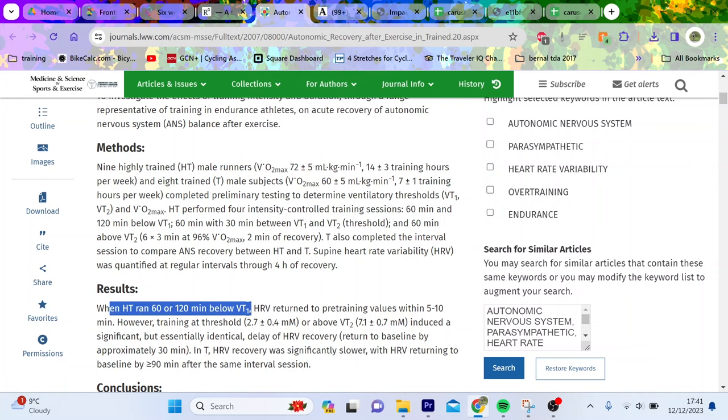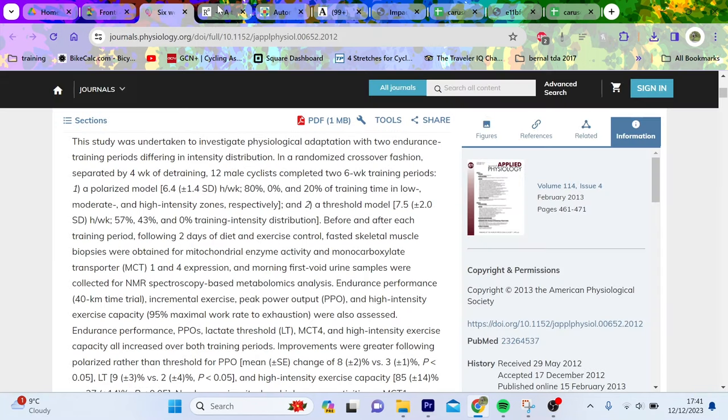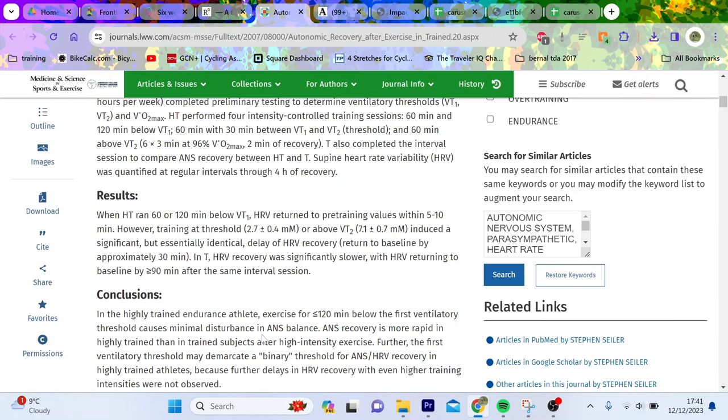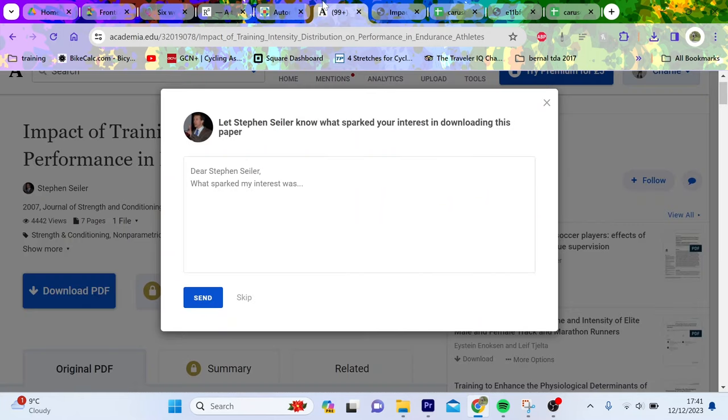Why is that? Well, the point is, if you go over the first ventilatory threshold or LT1, this thing, zone one, then you get autonomic nervous system disturbances. That basically means you're not recovering as well as maybe you could. So that's the point.